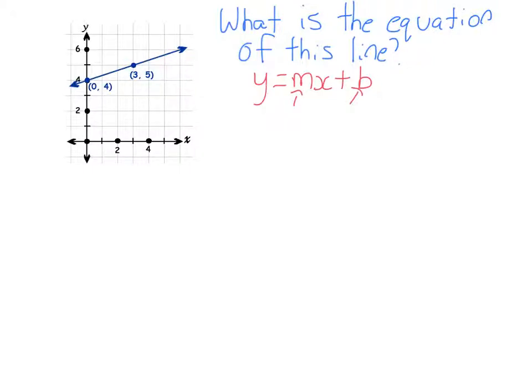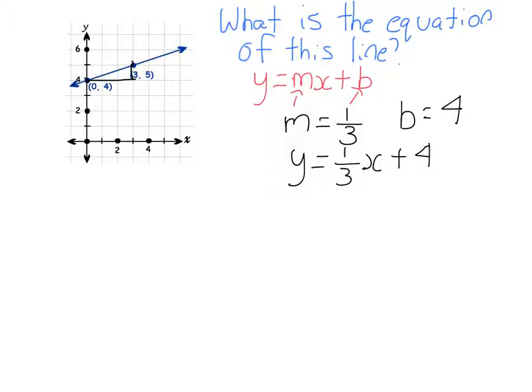So m, the gradient, rise over run. So we've got a point here and a point here. So the rise is 1 and the run is 1, 2, 3. So m equals rise over run, one third. B, the y-intercept, we can just read off. We know that it hits the y-axis at y equals 4. So b will be 4. So the equation of this line here is y equals a third x plus 4.